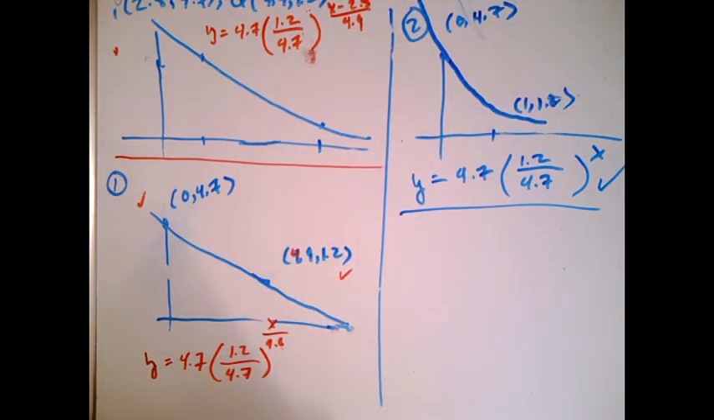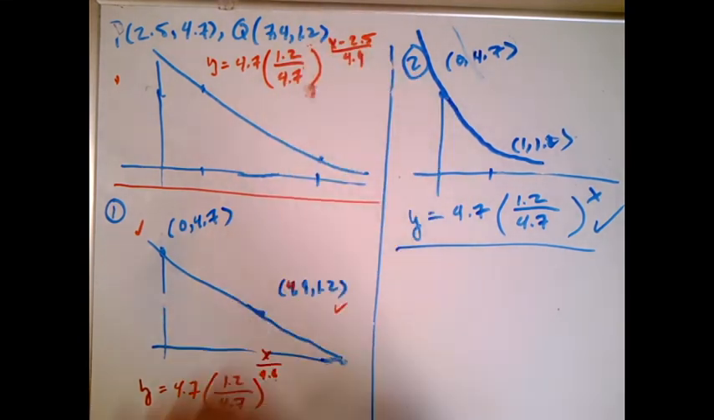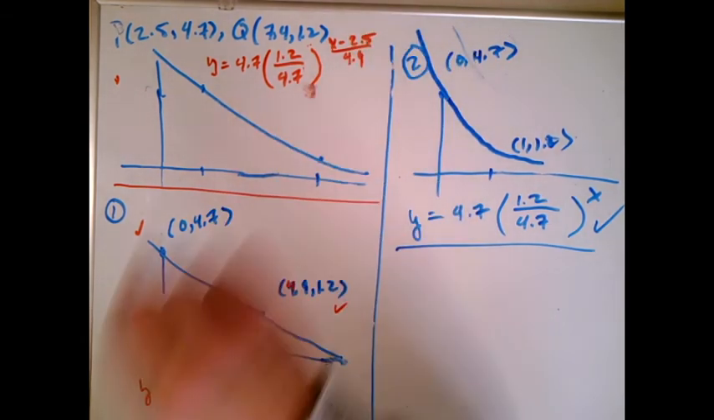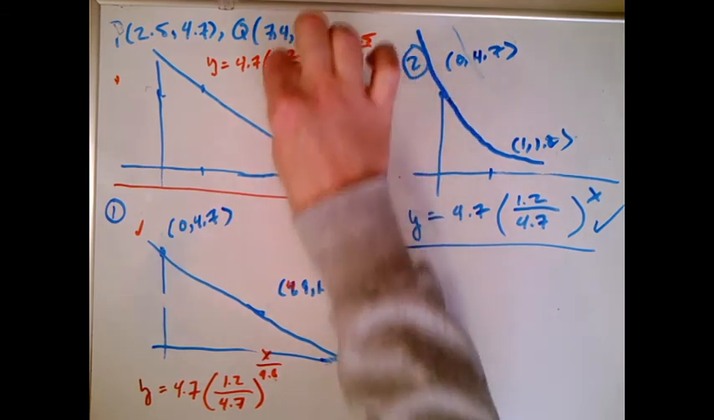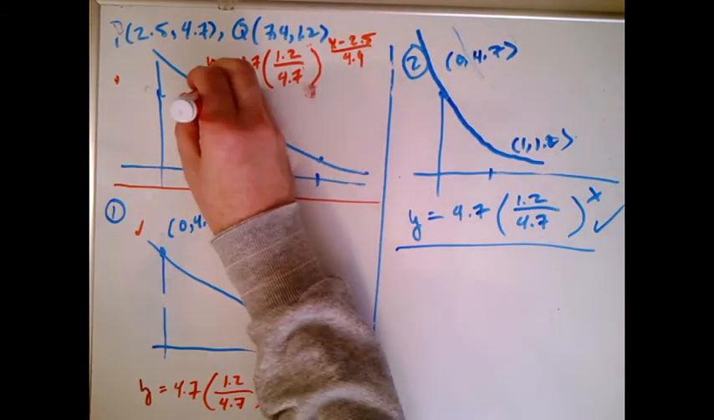And even as complicated as that is, checking is now really, really quick, right? I want to be able to plug in 2.5 and get 4.7. When I put a 2.5 into that little fraction on top, I get 0 over 4.9, which is 0. Anything to the 0 is 1, and I get 4.7 times 1, I get 4.7. The check is almost automatic. When I put a 7.4 in, well, it's a little weird. 7.4 minus 2.5 is 4.9. 4.9 over 4.9 is 1. Anything to the 1 is the thing, and the 4.7s cancel. We get our 1.2, and we get our final equation here.